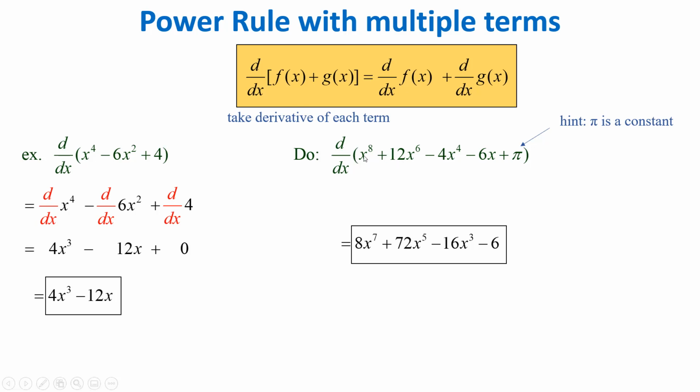The derivative here would be 8x to the 7th plus 12 times 6 is 72, x to the 5th, 4 times 4 is 16, minus 16x cubed. This just becomes minus 6, and as per the hint that I gave you, the derivative of a constant is just 0, so it drops out in the derivative.